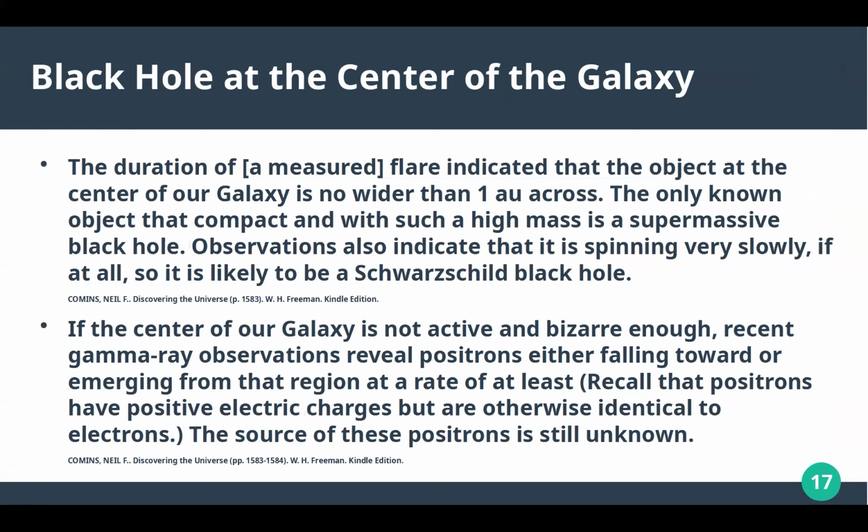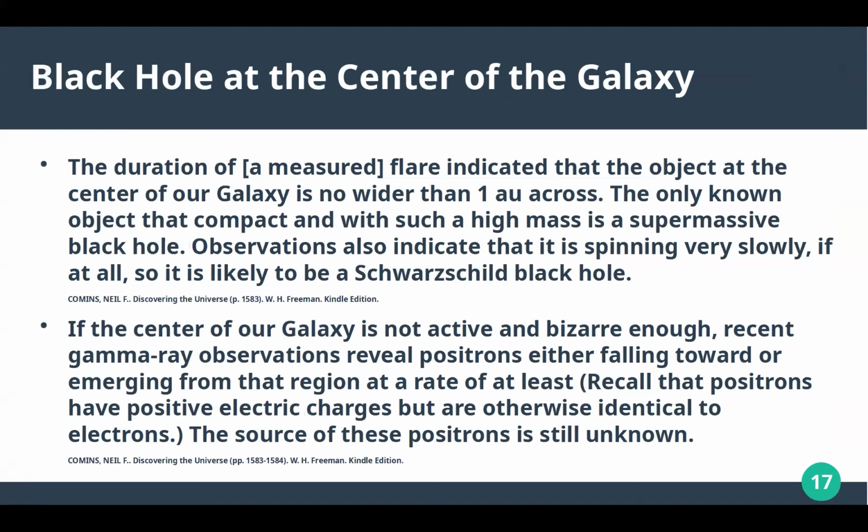The duration of a measured flare indicated that the object at the center of our galaxy is no wider than 1 astronomical unit across. The only known object that compact and with such a high mass is a supermassive black hole. Observations also indicate that it is spinning very slowly, if at all, so it is likely to be a Schwarzschild black hole.